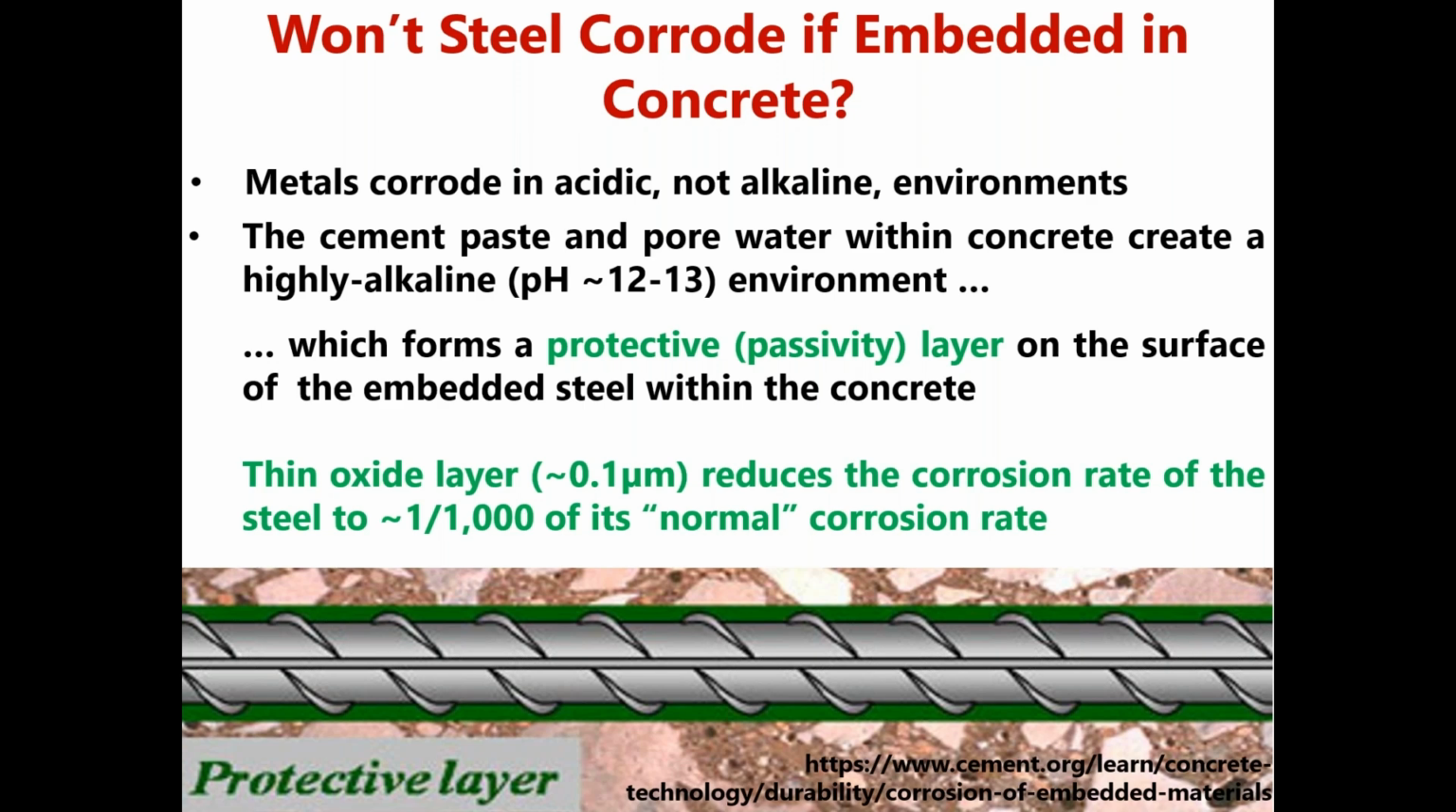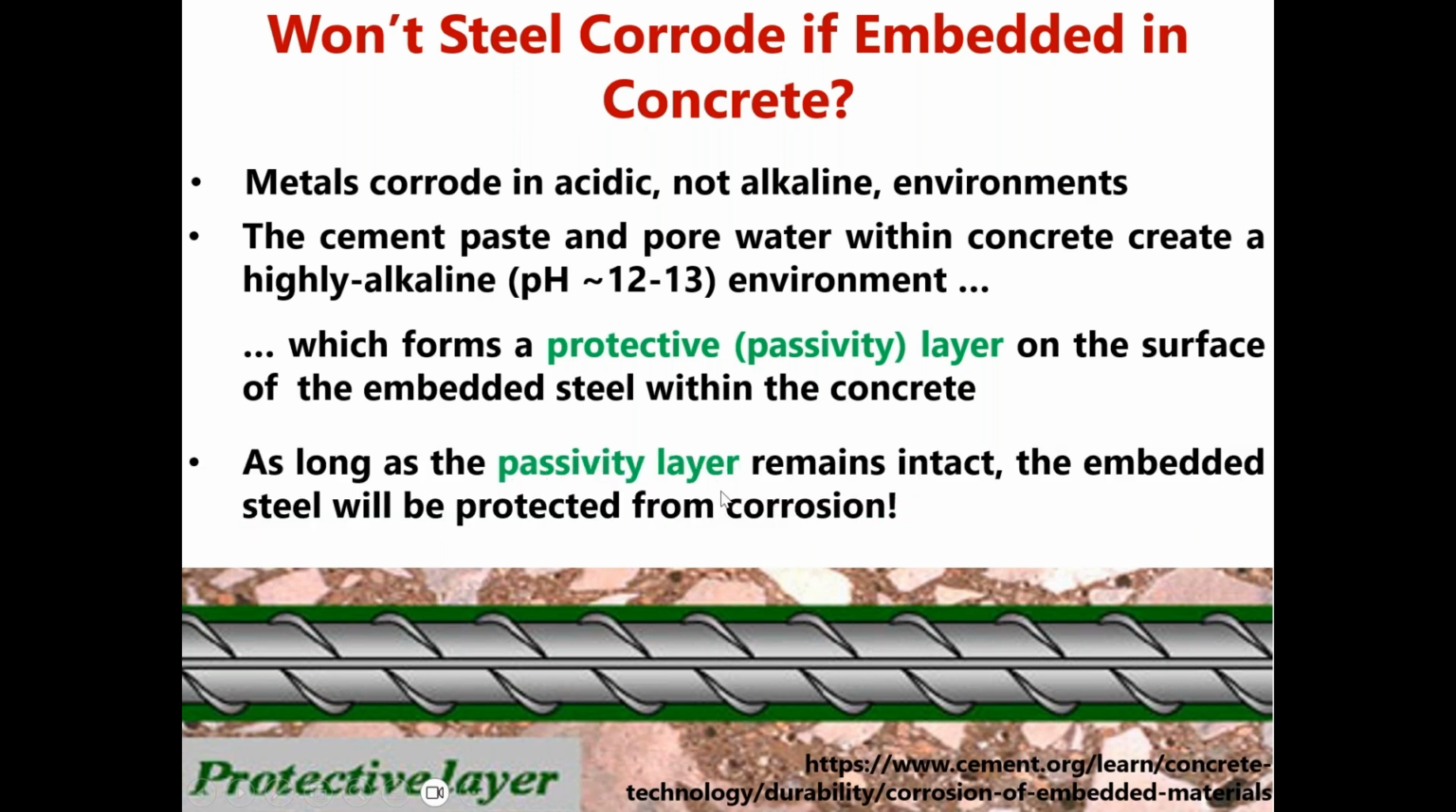I mean, it's not bulletproof. It slows it down to about 1/1000th of what it would be if it wasn't there, but it protects it, and that's important. So as long as that passivity layer, which is shown in the diagram you see here with that green layer, is present, then we're okay. The problem is when the passivity layer is damaged or removed, or you're able to poke holes in it, then you're exposing the steel to potential oxidation and corrosion.